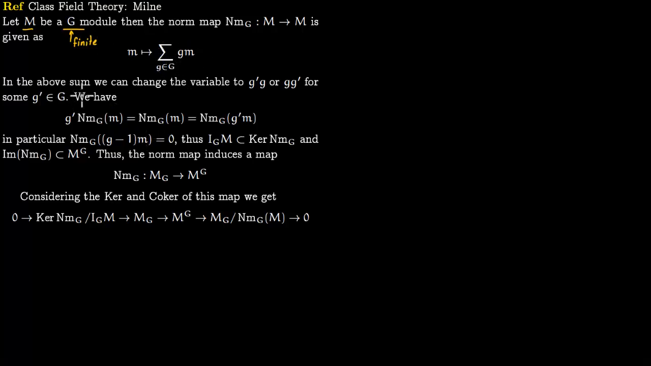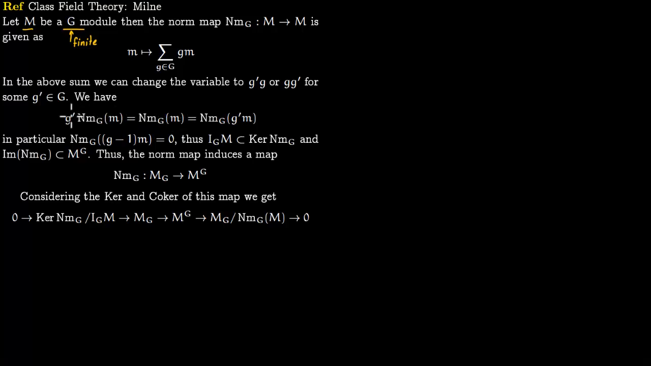So we have the sum. Now in this sum, instead of g, you can write g' or g'g. It doesn't matter, it still goes through all the elements. So you have the change of variable. There are two things we can notice. You have g' norm will be just this.